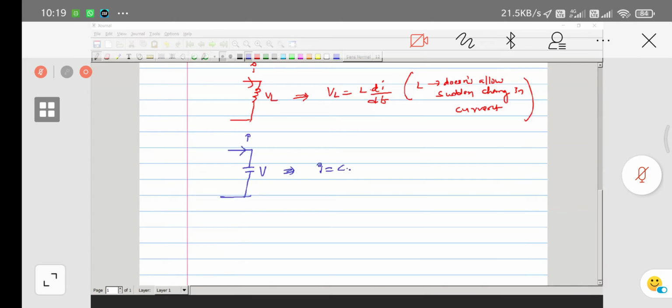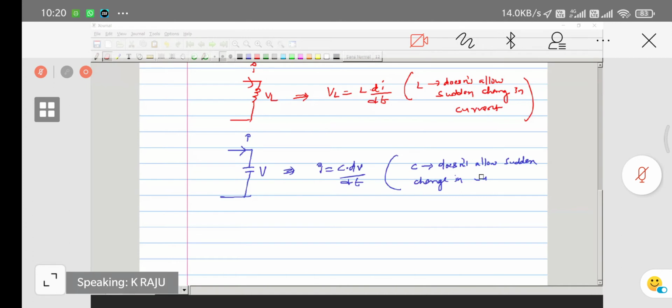So this implies that a capacitor doesn't allow sudden change in voltage, not current. Sudden change in voltage. So an inductor doesn't allow sudden change in current. At the same time, a capacitor doesn't allow sudden change in voltage. This example also indicates that.